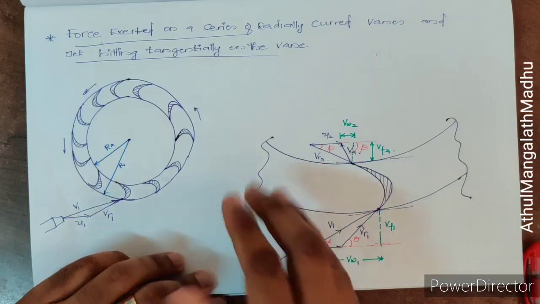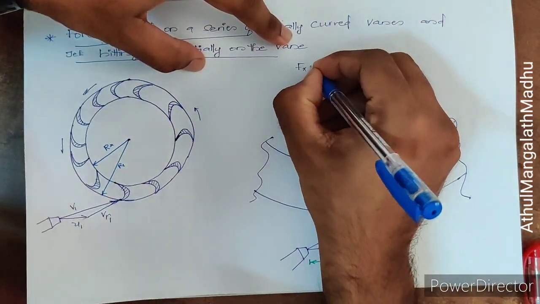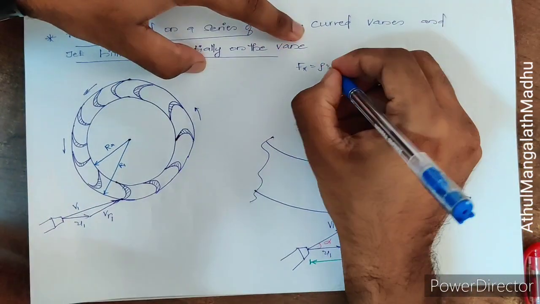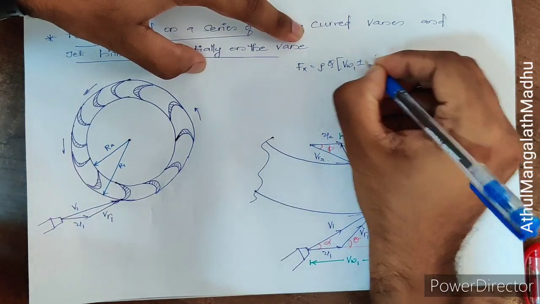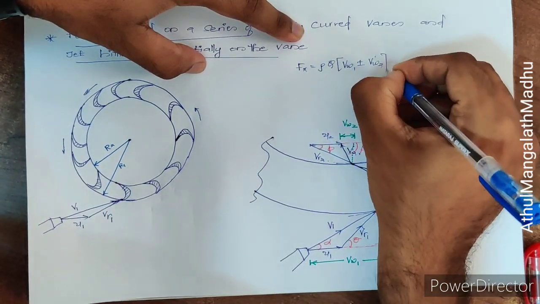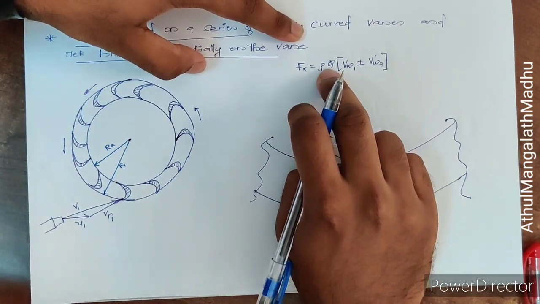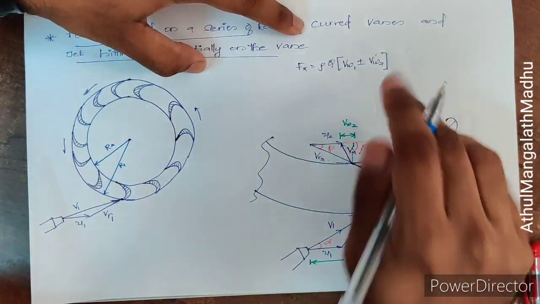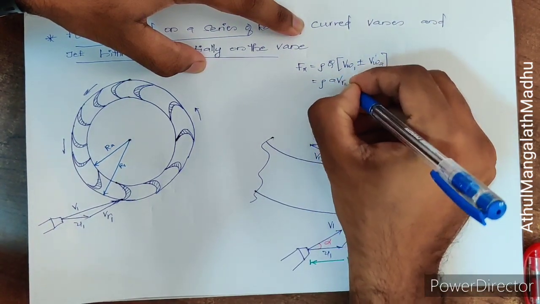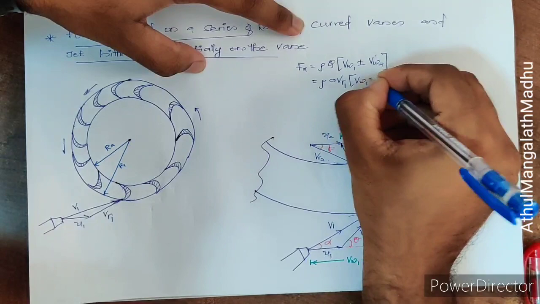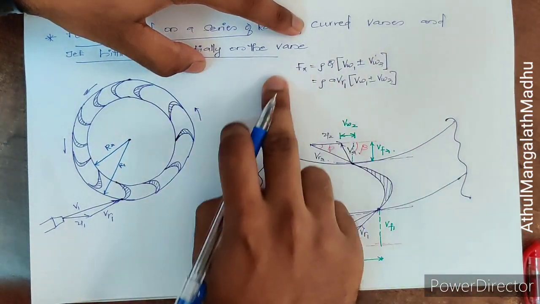Before that, what we have seen in the previous video, what we derived for the force in x direction was equal to rho into Q into vw1 plus or minus vw2. And since in that equation it was not a series of vanes but just moving, we wrote the equation rho into a into vr1 into vw1 plus or minus vw2. This was the equation which we have derived already.